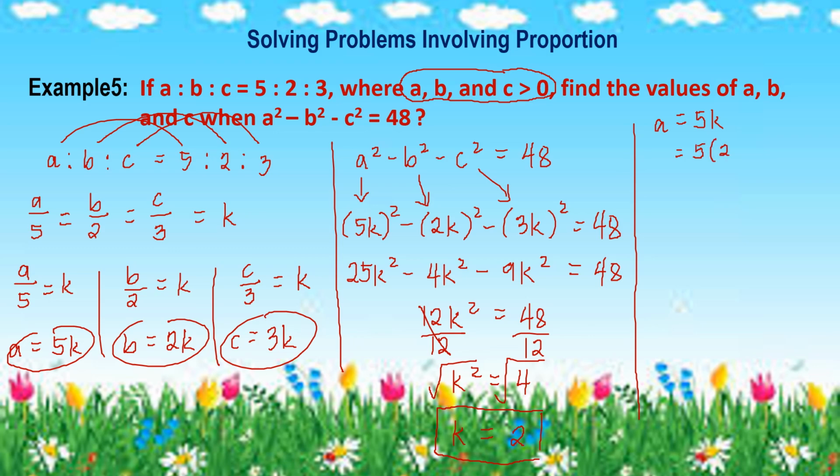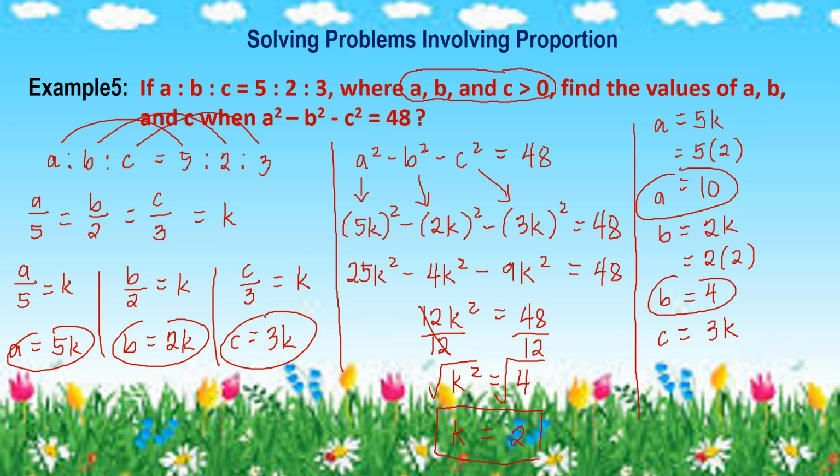substitute 2 to k, so this is equal to 10. Therefore, a is equal to 10. For b, we have 2k. So 2 times 2, therefore b is equal to 4. And then for c, c is equal to 3k. Substitute 2 to k, so 3 times 2 is 6. Therefore, these are the values of a, b, and c. A is equal to 10, b is equal to 4, and c is equal to 6.